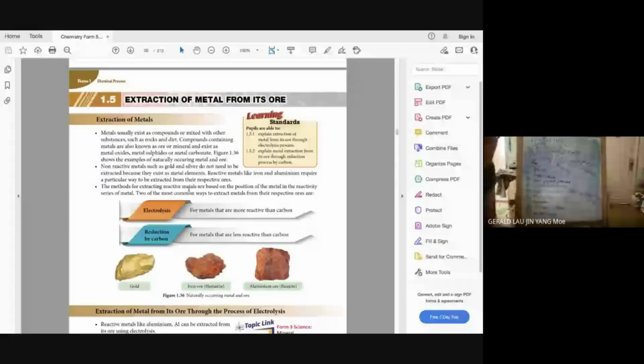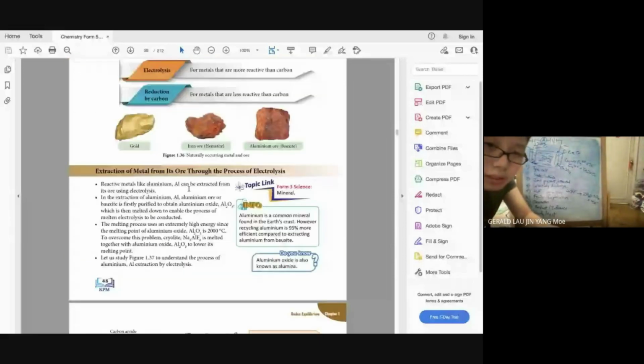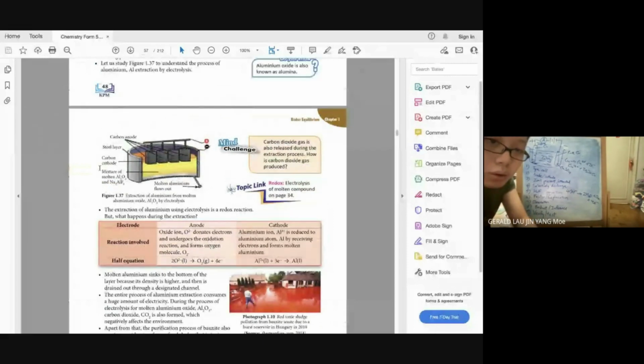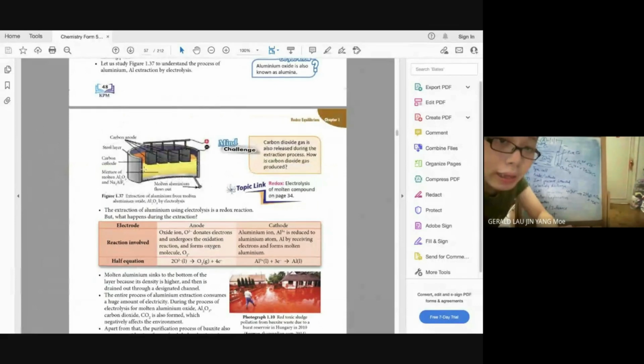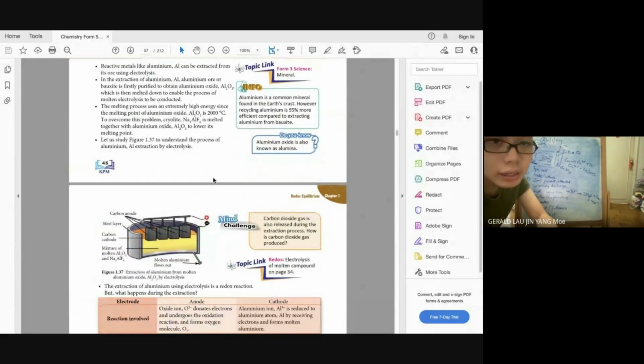Okay, now we go to rusting or extraction. Oh my god, a lot, huh? Okay, extraction, you just have to know the process in the blast furnace, and aluminium. So aluminium, how? Okay, you see a mixture of molten aluminium oxide, and also they add sodium cryolite, okay, they add cryolite.